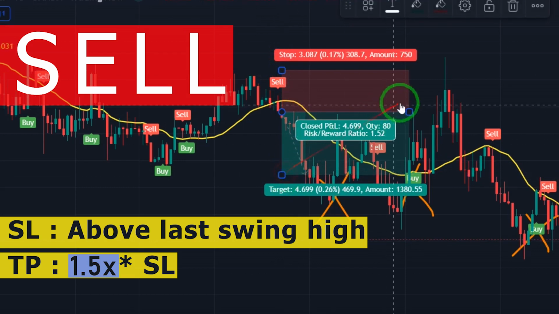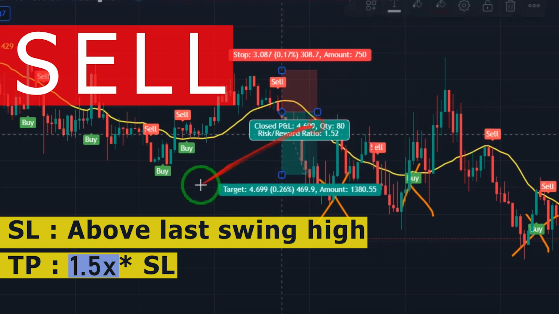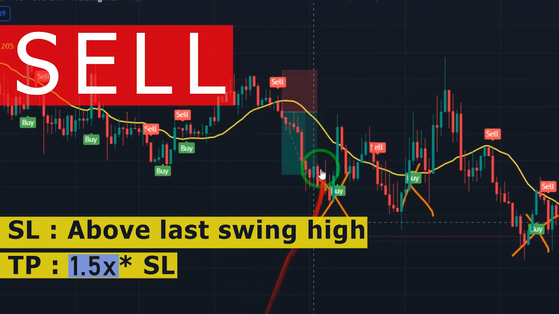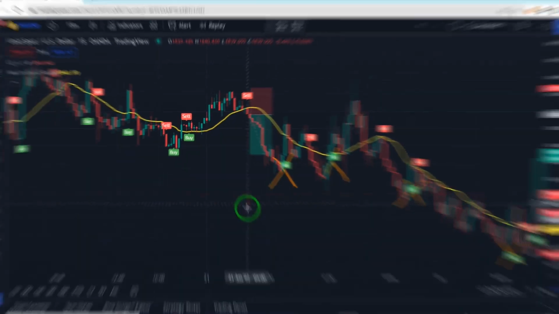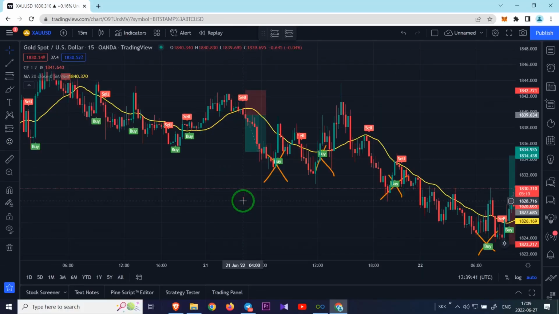There is an important point about the stop loss and take profit that I will tell you at the end of the video, but before that, let's see what result we would have achieved if we had traded with this strategy in the last 10 days on XAUUSD 15-minute chart. Let's see the result of the backtest together.